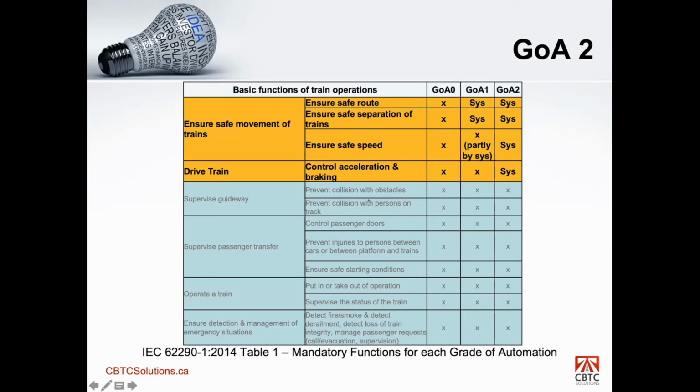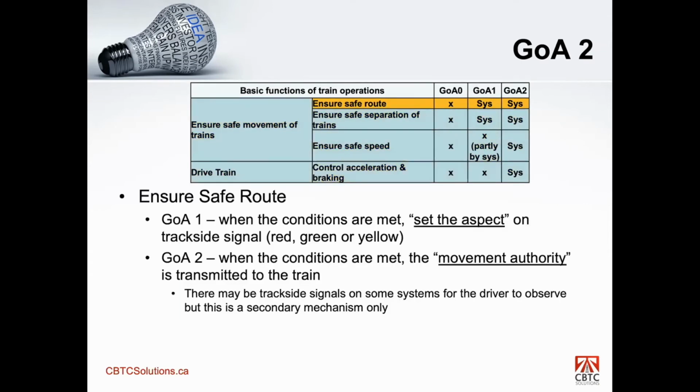Now, before I go into these functions, I have to circle back to GoA 1. Many of the functions that we just talked about, ensure safe route, ensure safe separation of trains, and ensure safe speed, we need to revisit in GoA 2 because it is implemented differently from GoA 1. Once we've established the GoA 2 functions, going to GoA 3 and 4, these functions will not change. So I'm going to circle back now and explain for a GoA 2 system how all these functions operate.